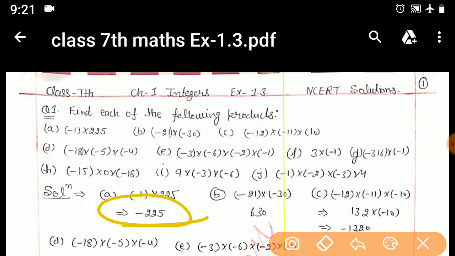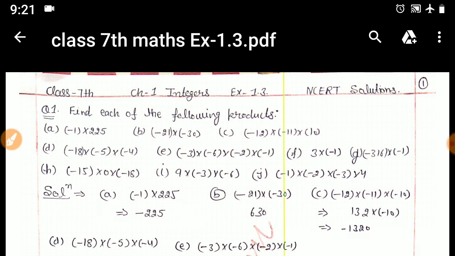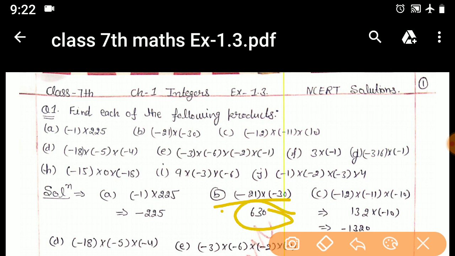Okay, and the next question is minus 21 multiplied by minus 30. The product of 21 and 30 is 630, and both the integers are negative. That's why we will put a positive sign in front of their product.